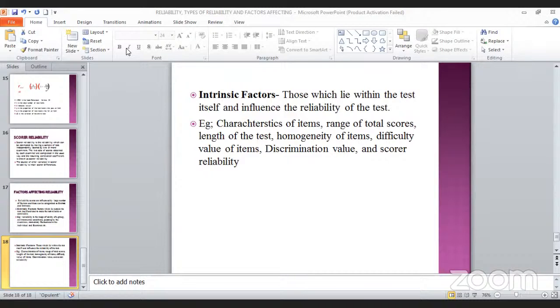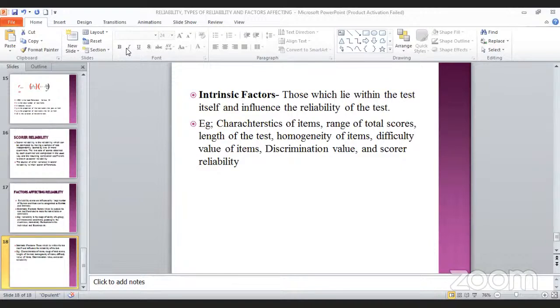the homogeneity of the items. Homogeneity of items is the concept that says that the item should measure what it is intended to measure. If the item is not measuring what it is supposed to, the test scores will be affected.